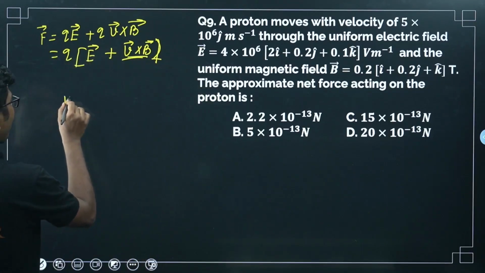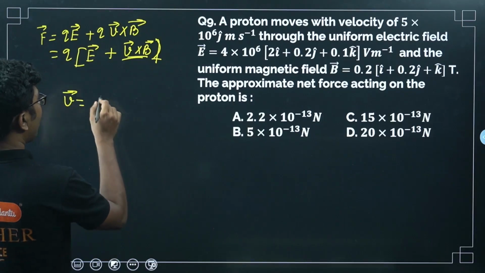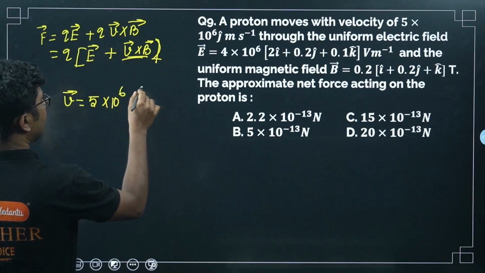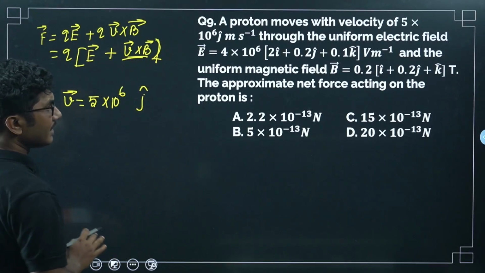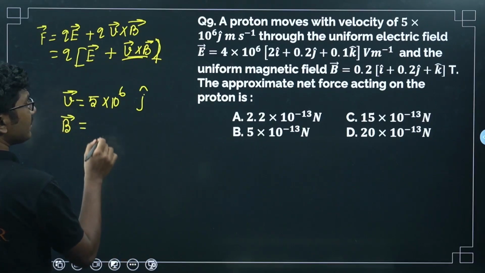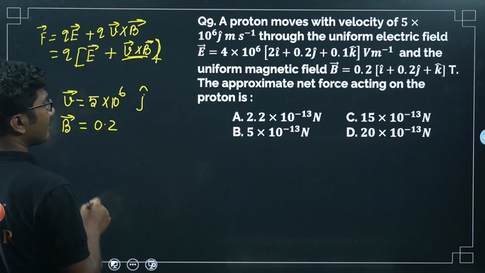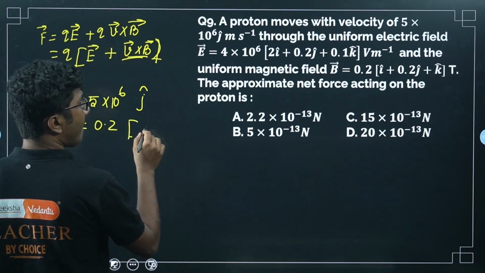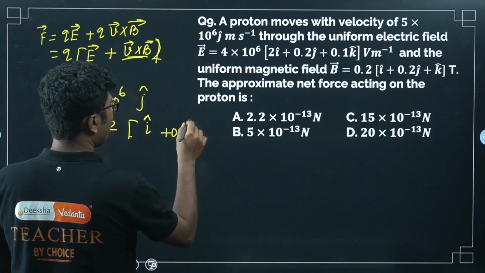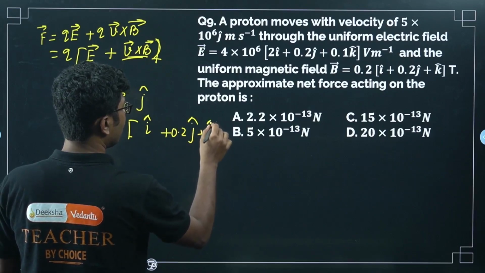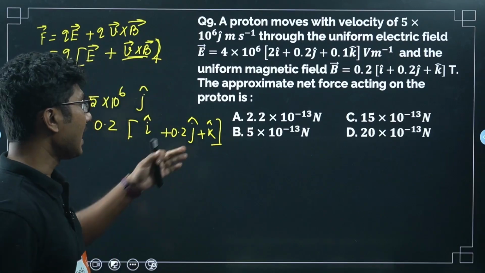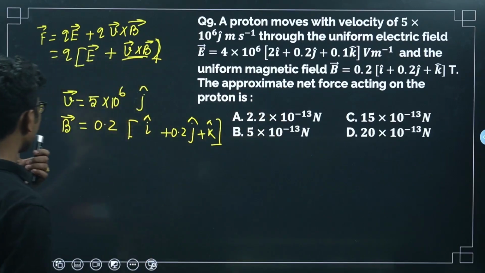V is given, 5 times 10 to the power of 6 j cap. I am not using unit here. Unit is fine as long as everything is SI unit, there is no chance of mistake. Only mistake you can make is in the calculations, right? Because units are only when you are solving in your PU board. Don't forget to mention the units. Also you have to check the units if everything is in SI and the unit in the final answer. There you have to check it thoroughly.